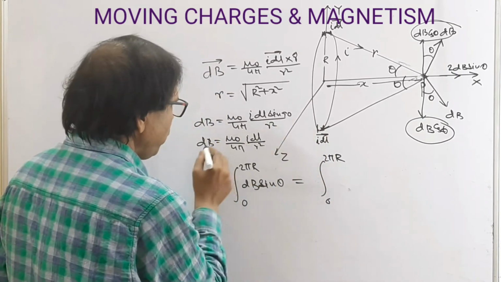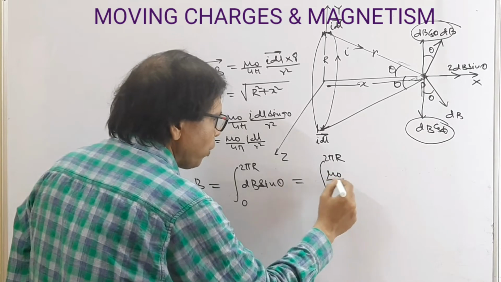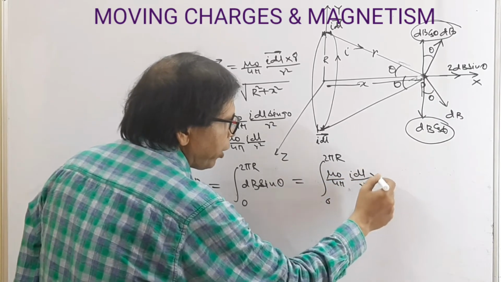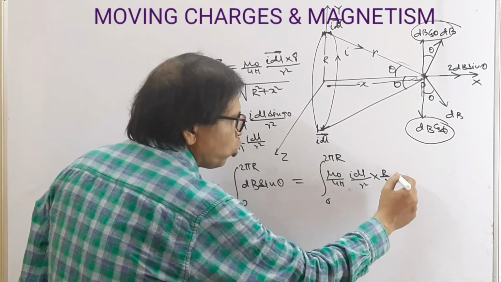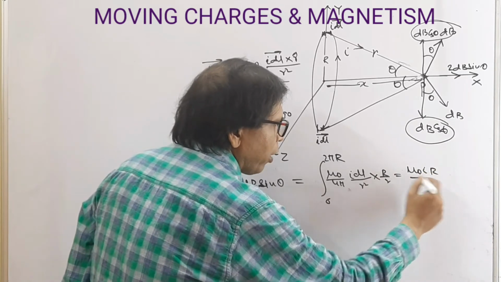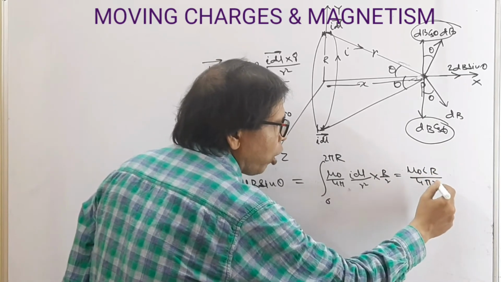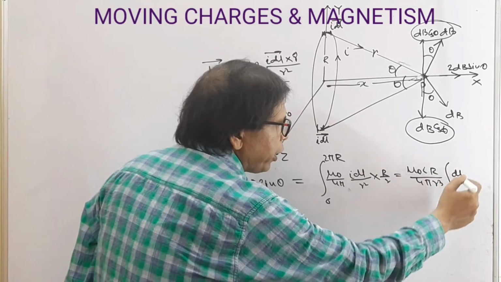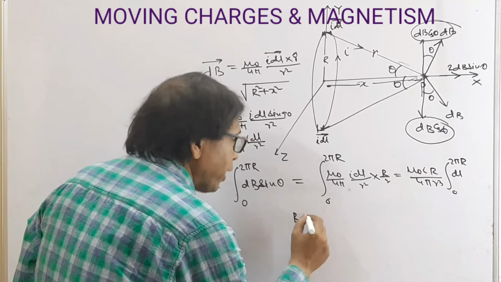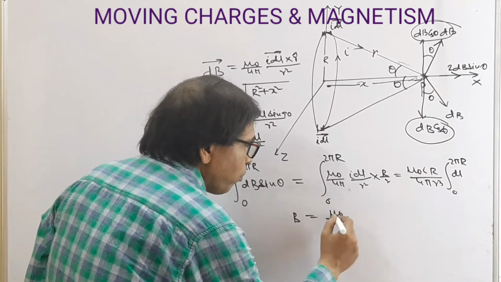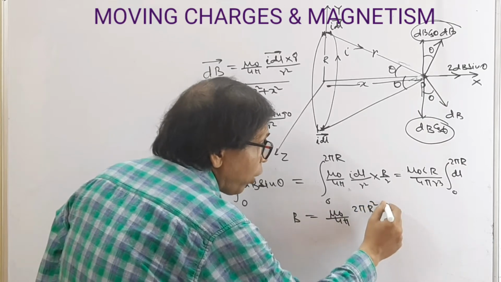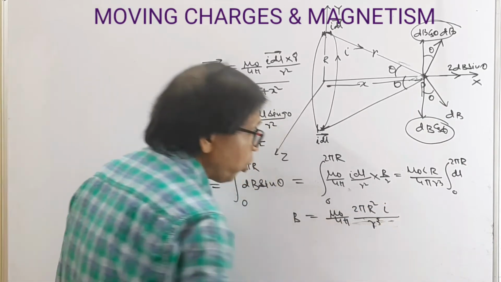And now dB equals mu naught by 4 pi, I dl by r square into capital R by small r. So this is mu naught I capital R by 4 pi small r cube, integration dl from 0 to 2 pi r. Now B equals mu naught by 4 pi, this is the 2 pi r square into I by r cube.